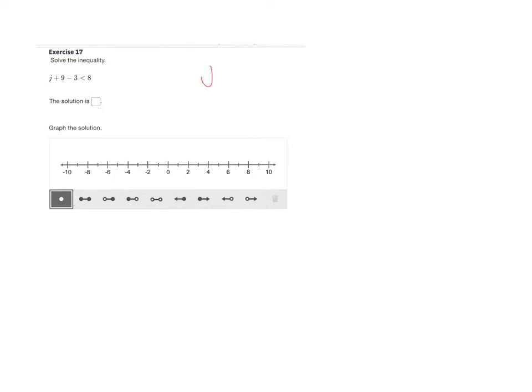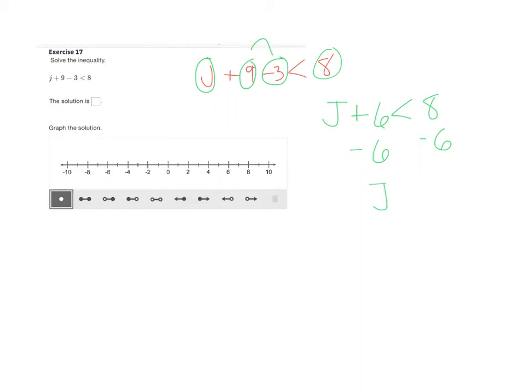Number 17, I've got j plus 9 minus 3 less than 8. We're going to clean this up by combining like terms. And I'm going to circle the terms, just so you guys can see the terms. I've got j, a positive 9, a negative 3, and 8. So I'm going to combine like terms, which means I'm going to combine 9 minus 3. 9 take away 3 is 6. So now I have j plus 6 is less than 8. To get rid of that plus 6, I'm going to minus 6 from both sides. That's going to give me j is less than 2. At 2, I have an open circle. My inequality tells me I'm going to the left.